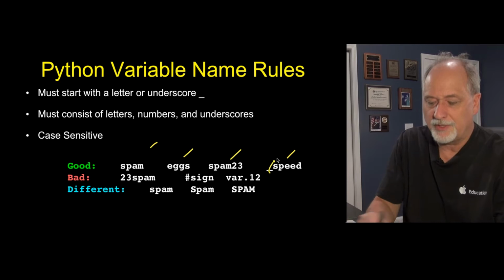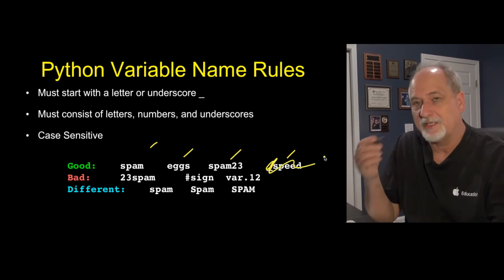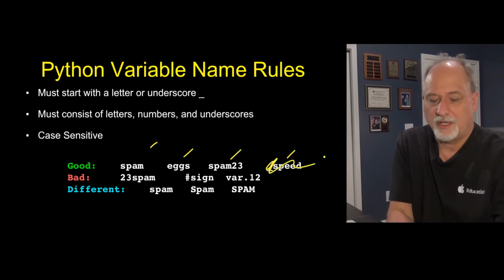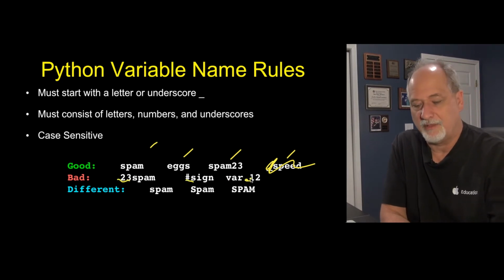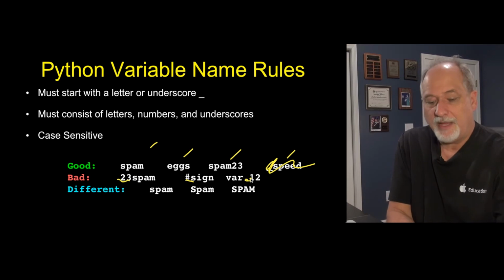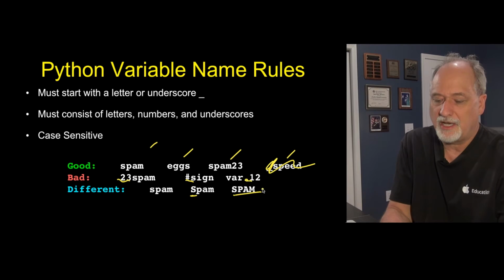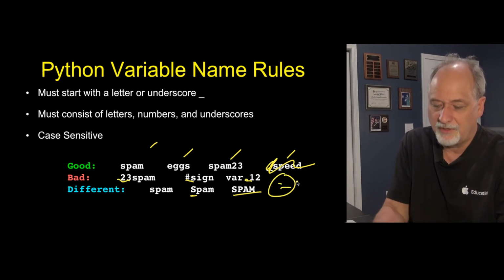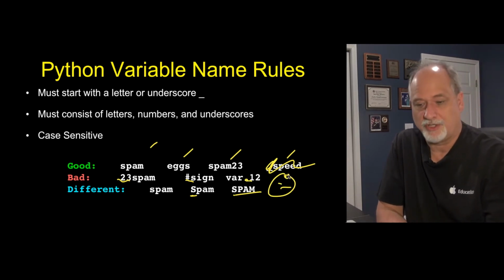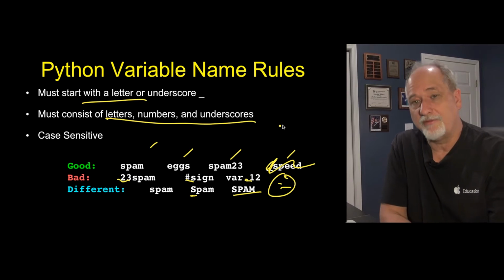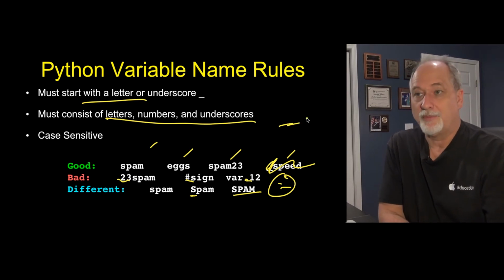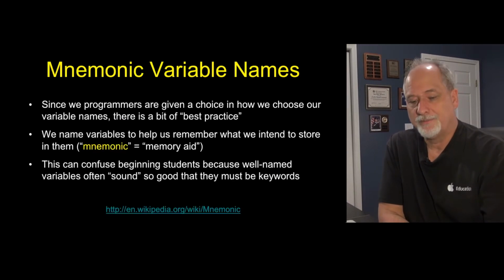We would probably not use this one unless Python told us to use that variable. 23spam starts with a number, #sign starts with a pound sign, and a dot is not a legitimate variable character. And spam, capital Spam, and all-caps SPAM are different, but this is not something that you want to depend on too much. So that's just the rules for names. We tend to start them with a letter and then use letters, numbers, and underscores. Underscores, other than the first character, are generally pretty common, and you'll see those used a lot.